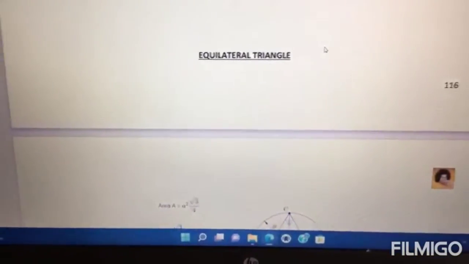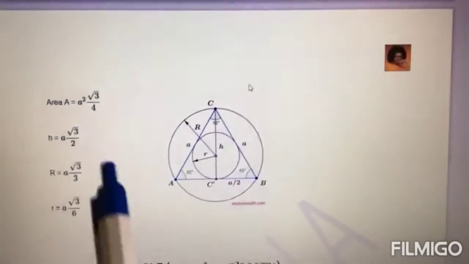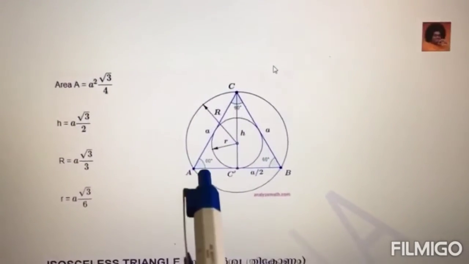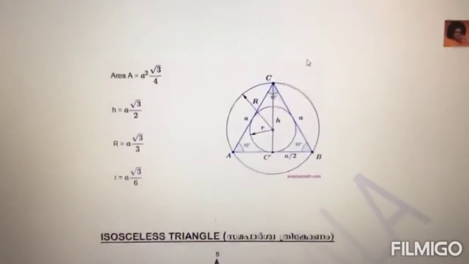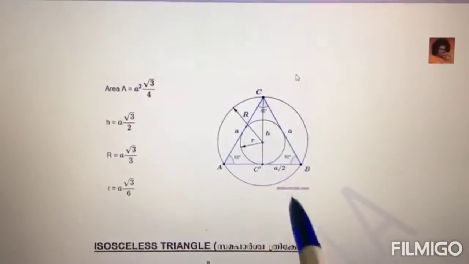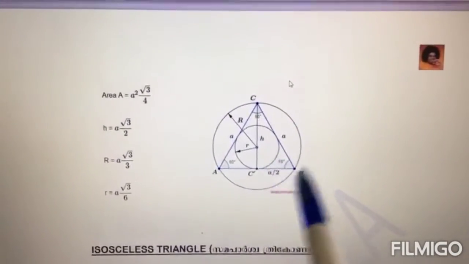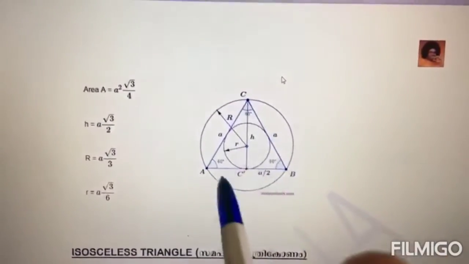Next, we're going to look at an equilateral triangle. An equilateral triangle is a triangle where all sides are equal and each angle is 60 degrees. Okay, and one more thing. Another property of triangles is that the sum of all the angles of a triangle must be equal to 180 degrees. So in an equilateral triangle, each angle is equal to 60.